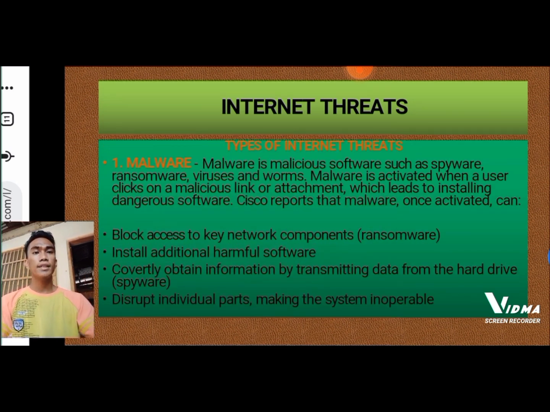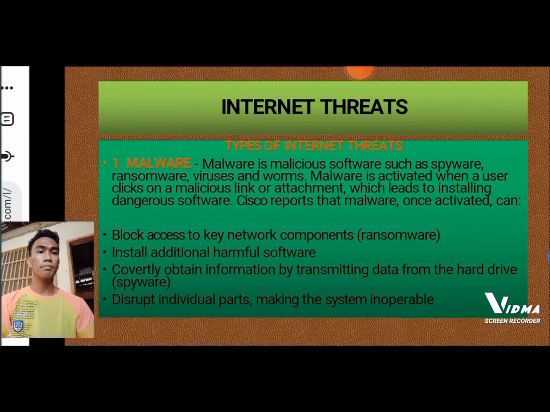There are 7 types of internet threats. First is malware. Malware is malicious software such as spyware, ransomware, viruses, and worms. Malware is activated when a user clicks on a malicious link or attachment, which leads to installing dangerous software.